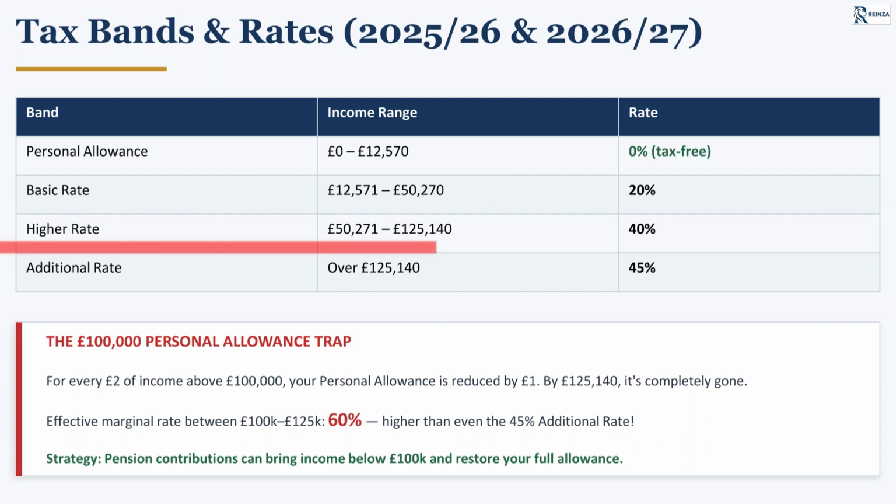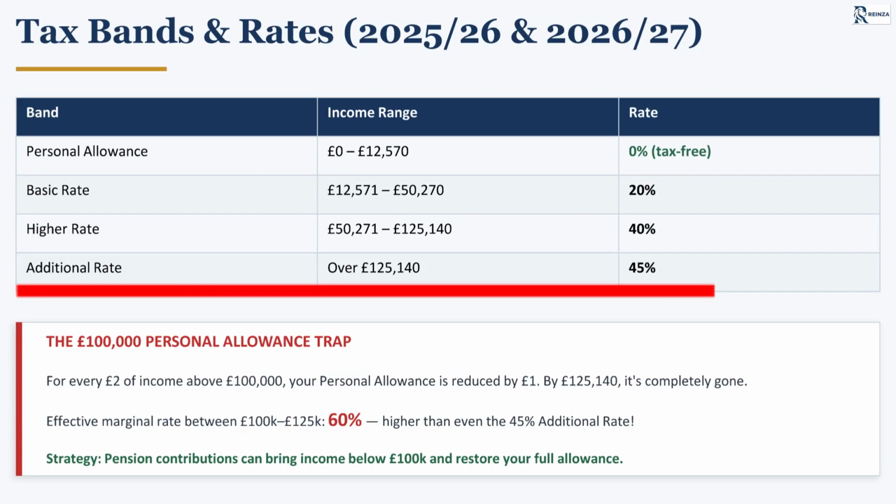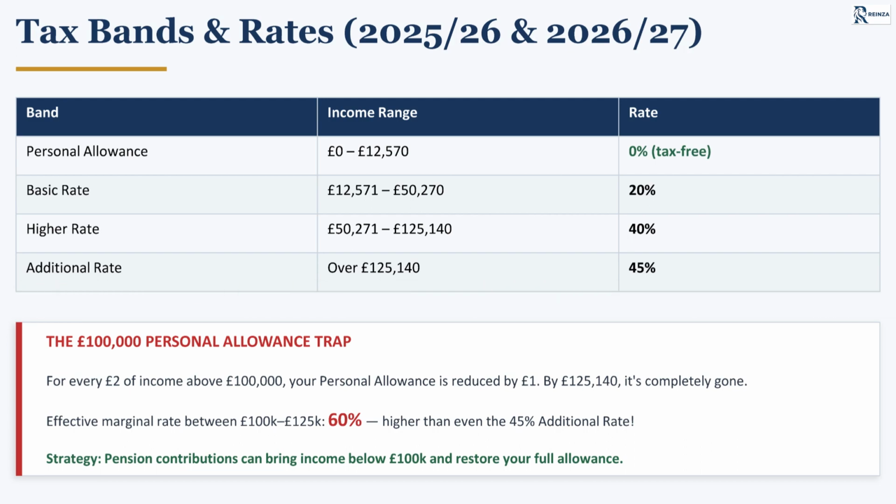The higher rate band covers income from £50,271 up to £125,140. This is taxed at 40%, and the additional rate applies to income above £125,140, taxed at 45%. These thresholds are frozen until 2030 to 31. That means as wages rise over time, more people are being pulled into higher tax bands. This effect is known as fiscal drag.